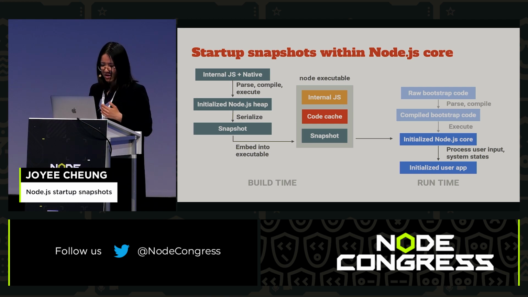And now, with the startup snapshot integration, we just run the internal JavaScript code at build time to initialize a Node heap, and then we capture a snapshot and embed that into the executable. The other two are still kept as fallback, but at runtime, we just simply deserialize the snapshot to get the initialized heap. So there is no need to even parse, compile, or execute the internal code. It's just like you deserialize the result.